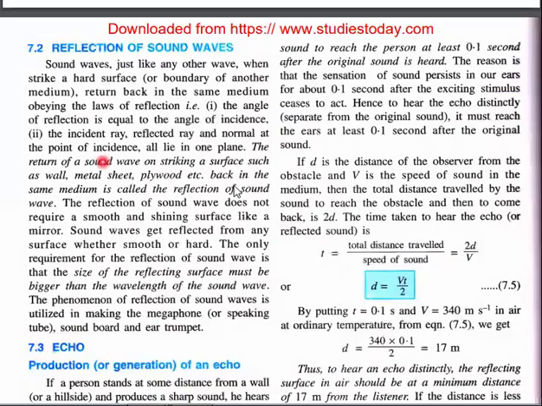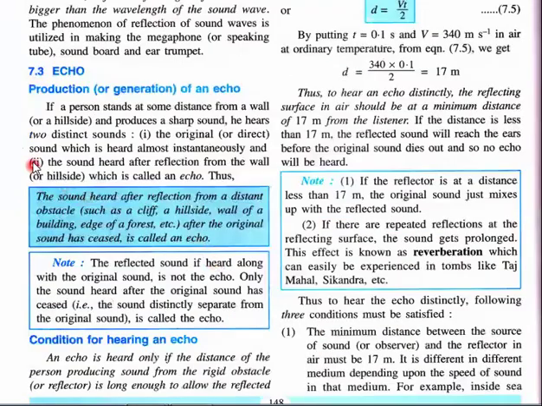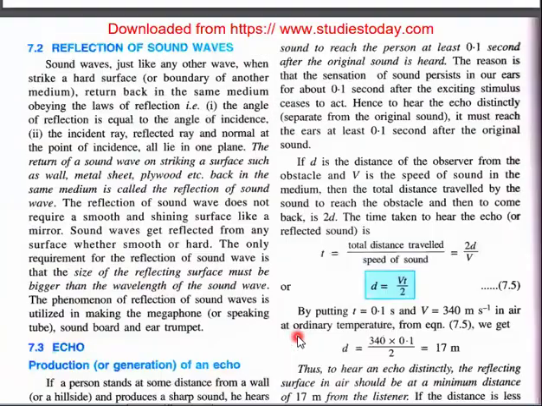Then everyone knows what is echo, right? Production or generation of an echo. The sound heard after reflection from a distant obstacle after the original sound has ceased is called an echo. Then conditions for hearing an echo. By the way, this formula is very, very important. This is asked in numericals. Okay.